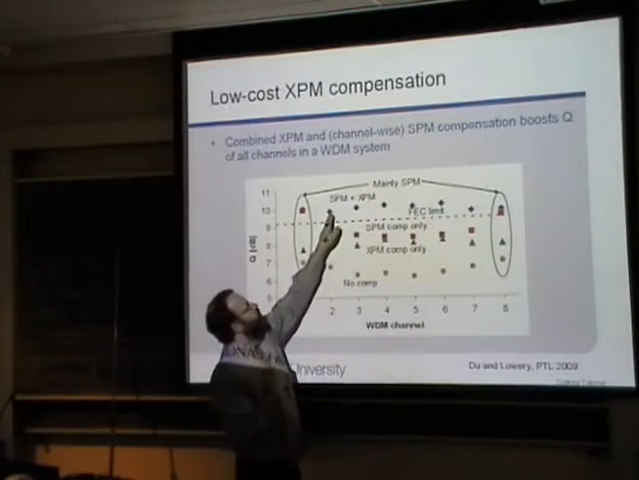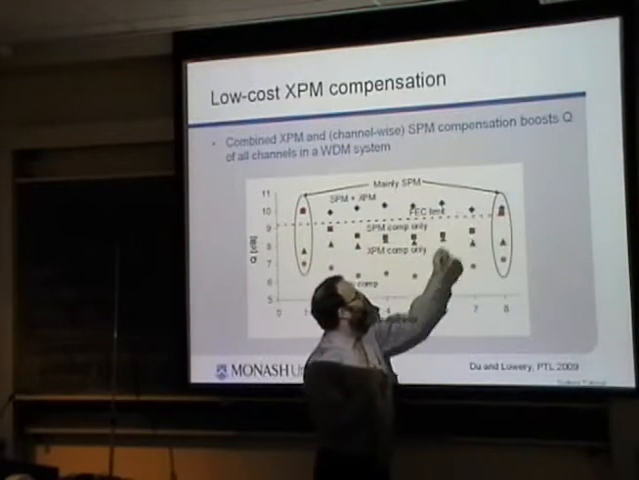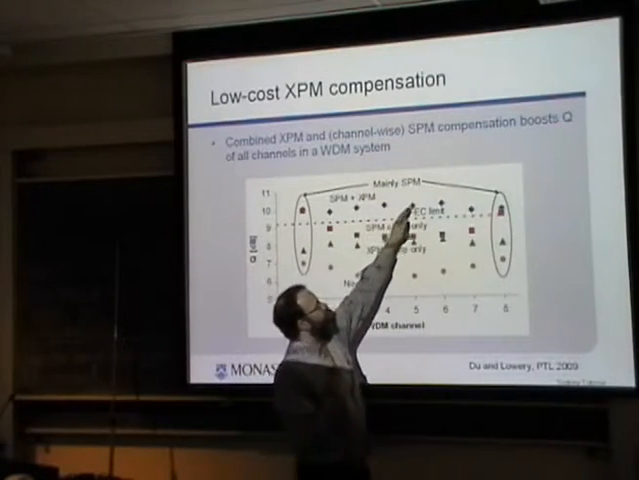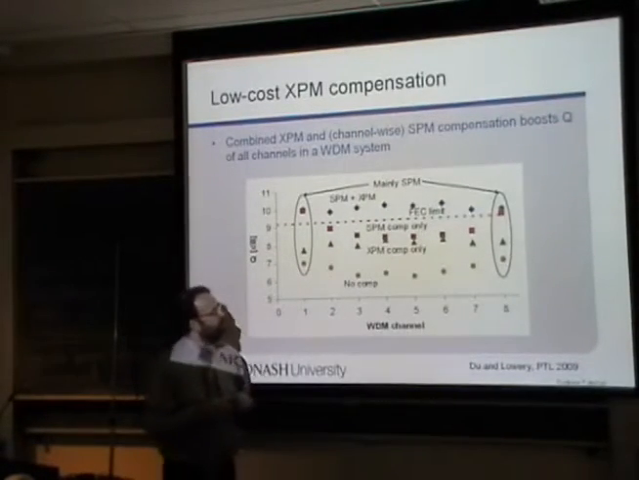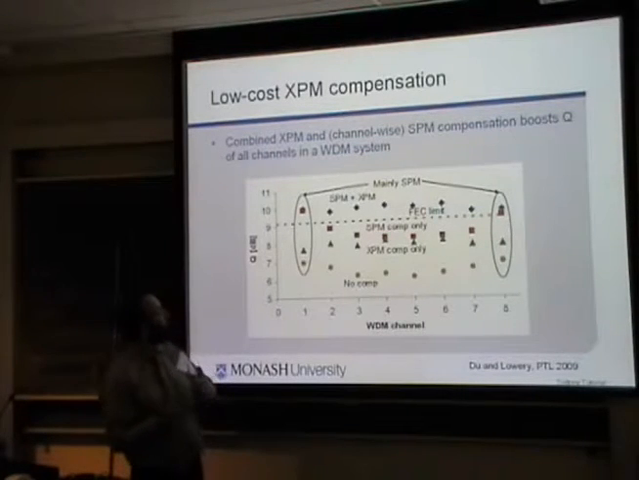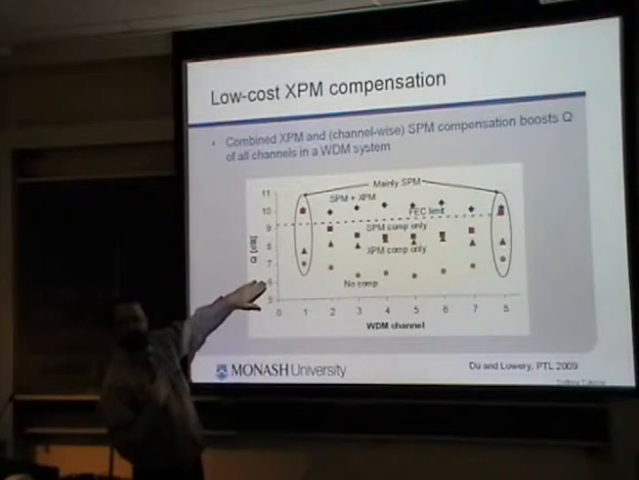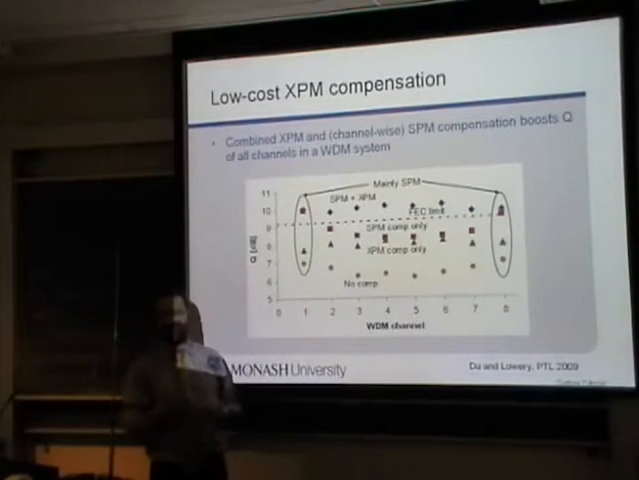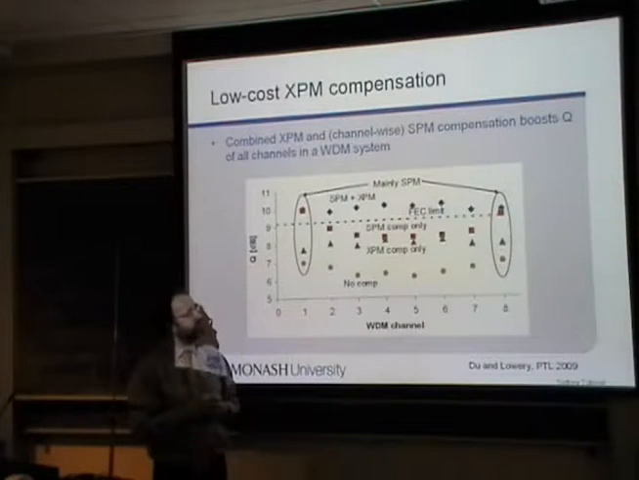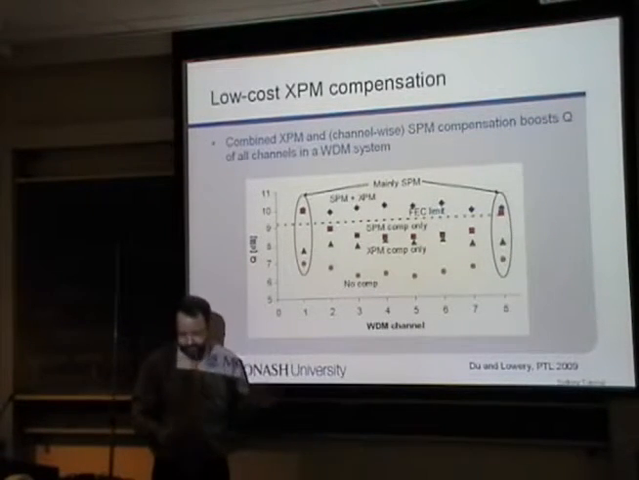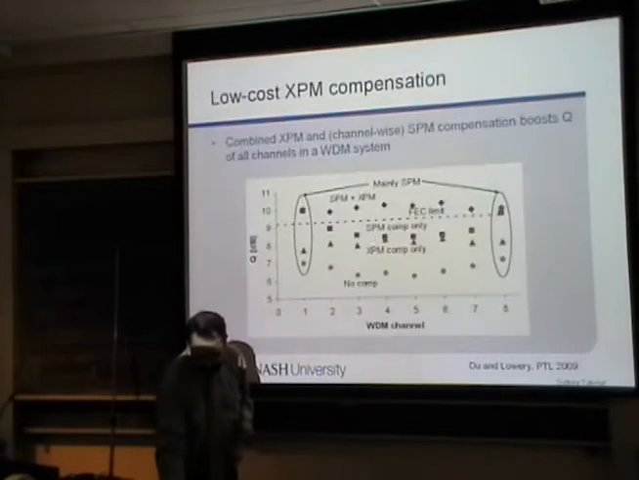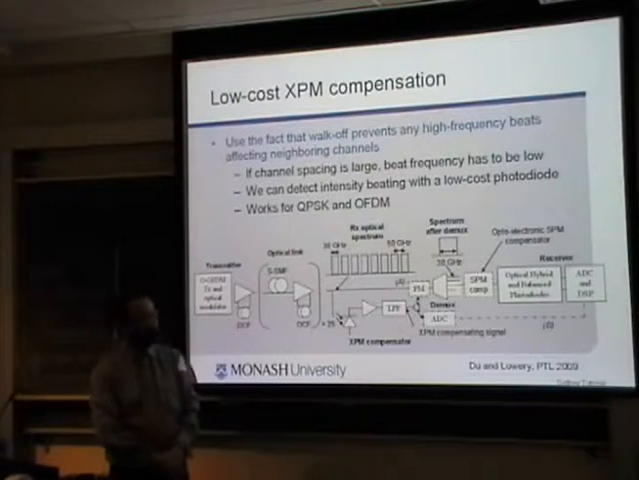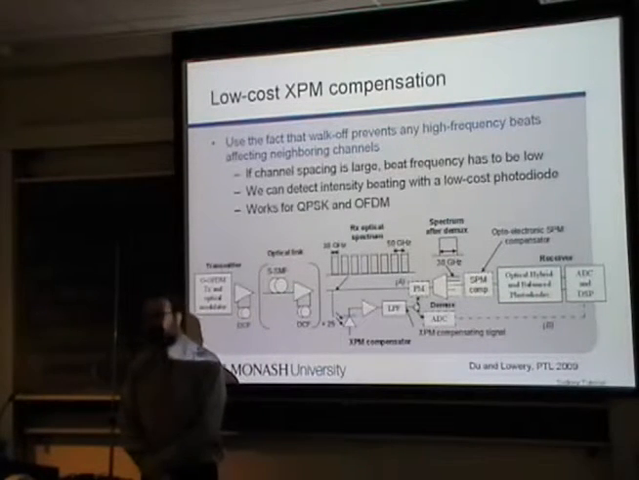If we apply both, which are these blue balloons up here, then we can take every channel up beyond the FEC limit. And therefore, we've made every channel of this system go from potentially a very low quality factor to a quality factor that after FEC will give us error-free compensation. And that's how to compensate for XPM using very simple components. Any questions?